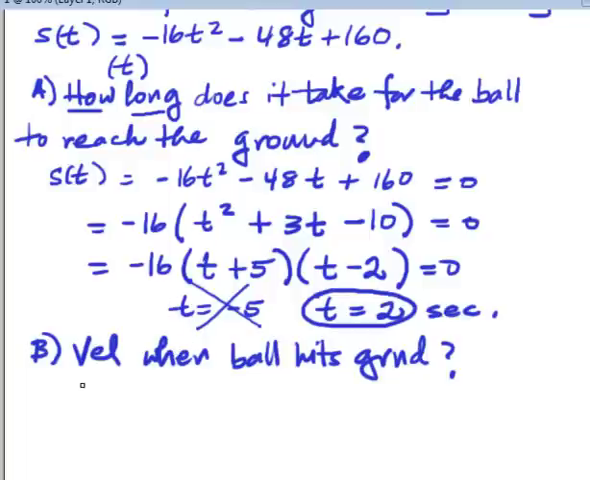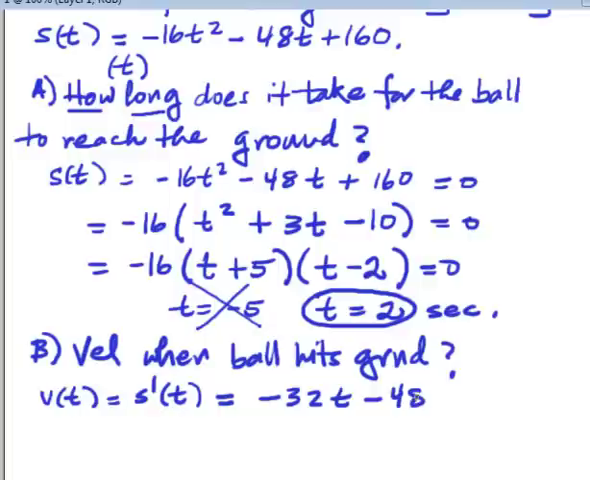So that'll be given by v of t, the velocity function, which is the derivative of the distance function. So just taking the derivative of s of t, we have minus 32t minus 48. And we want to know what's the velocity when the ball hits the ground.